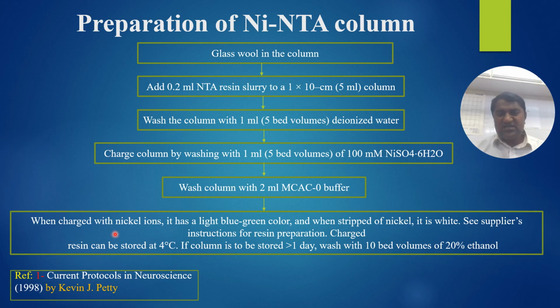When charged with nickel ion, it has a light blue-green color, and when stripped of the nickel, it is white. See the instructions for resin preparation. Charged resin can be stored at 4 degrees centigrade. If the column is to be stored for more than 1 day, wash it with 10 bed volumes of 20% alcohol. So this is the process, the brief procedure of how you can prepare the nickel NTA column.